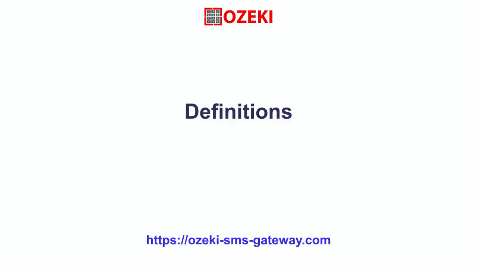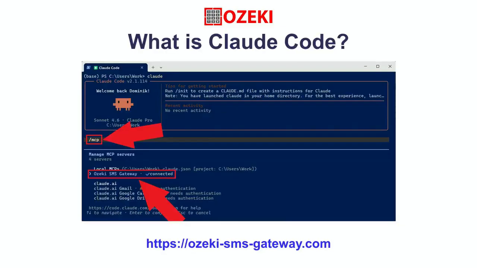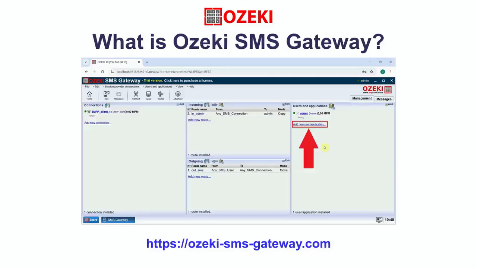So what is Claude Code? Claude Code is an AI tool that helps developers write and fix computer code directly from their terminal. People use it to work faster and solve tricky programming problems. SMS can be used to notify developers when long tasks finish or when an error happens.